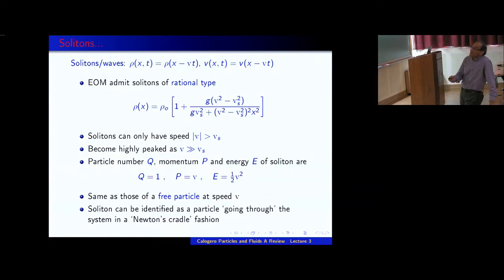You can calculate the particle number carried by these solitons, the excess integral of rho over rho 0, and the momentum of these solitons, and the energy of these solitons, and they have these simple forms. So they are exactly the same as if you had Q equal 1, one particle of mass 1, at velocity v, and kinetic energy 1/2 mv squared. So solitons, for all purposes, behave like free particles at speed v. In the many-body description, solitons are like particles going through the system in a kind of Newton's cradle way. They bump their previous particle, that continues, and so on and so forth.